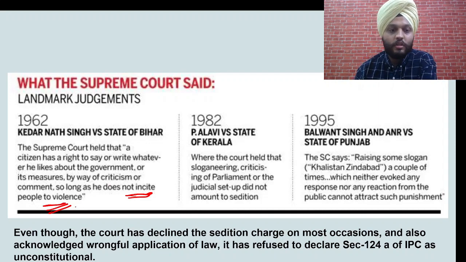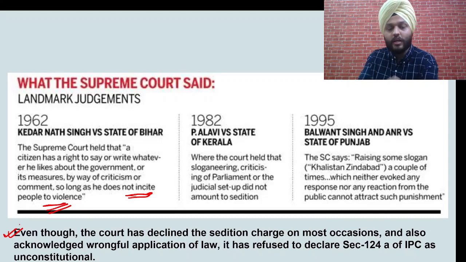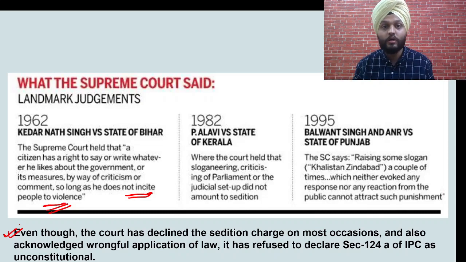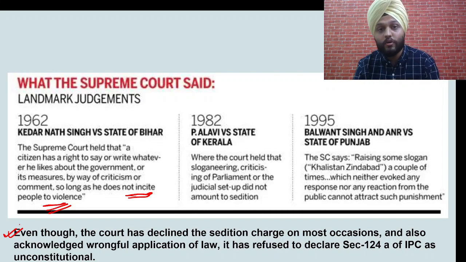Now the key point over here is that even though the court has declined the sedition charge on most occasions, right? The conviction rate is 3.3%. So most occasions it is declined, and it acknowledged the wrongful application of the law. Still, it has refused to declare Section 124A as unconstitutional. It has gone to the courts. The court has the power of judicial review, and it could have struck down the unconstitutional provision of law, but it never did that. So there is definitely some rationale of having a sedition law.